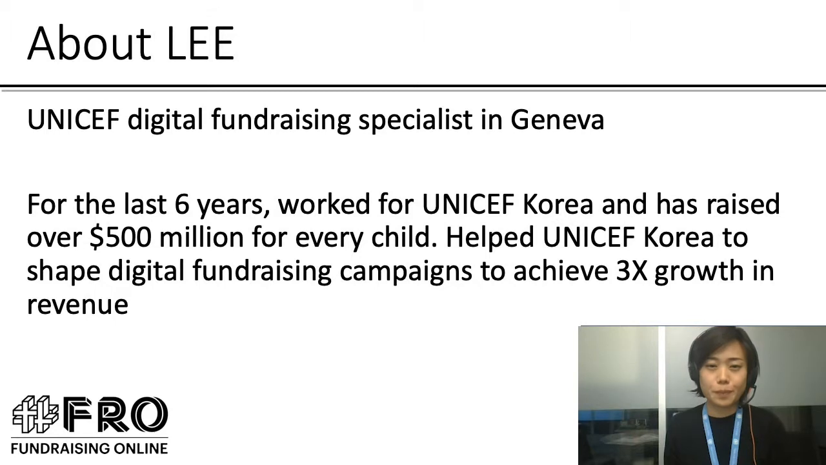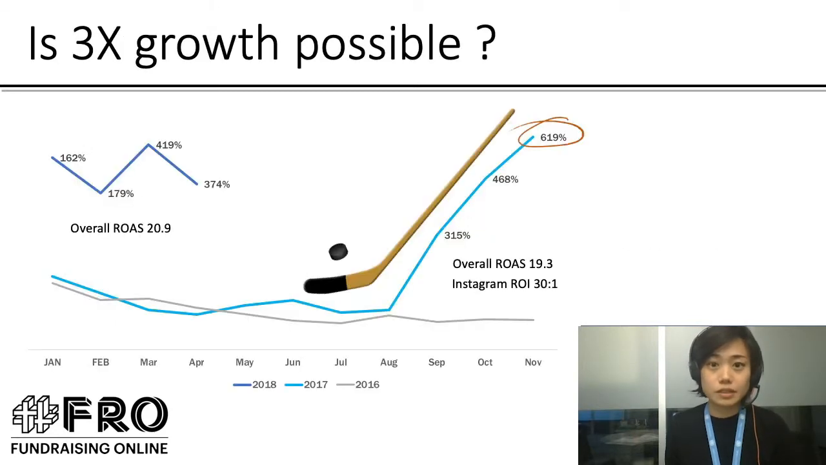First of all, as a fundraiser, if you look at this kind of graph, we sit up straight and pay attention to it. This is what we call a hockey stick graph because of the shape of it. The graph shows the number of monthly regular donors, what we call pledge donors, that UNICEF Korea recruited per month.